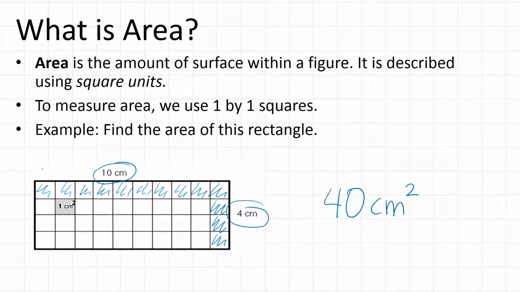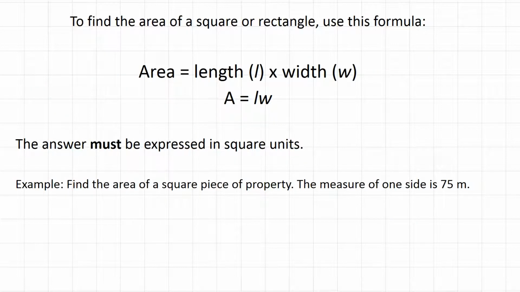But guess what? There's actually a formula that can make it easier to calculate the area, and let's go through that in the next slide. To find the area of a square or rectangle, use the following formula. Area is equal to the length, abbreviated L, times width, abbreviated W. The abbreviations total are A is equal to L times W. And the answer we get when we multiply those two numbers together must be expressed in square units.